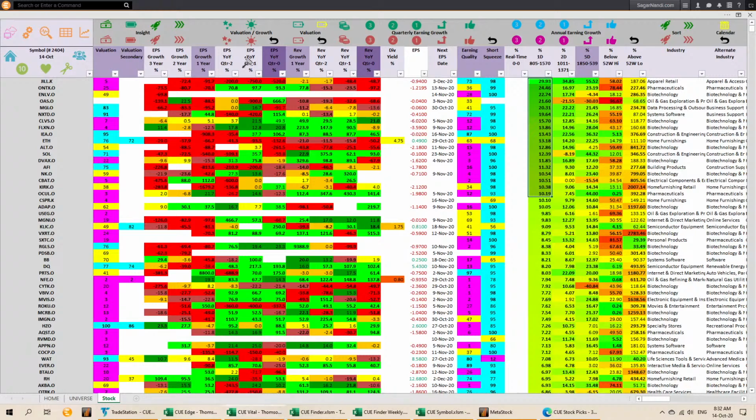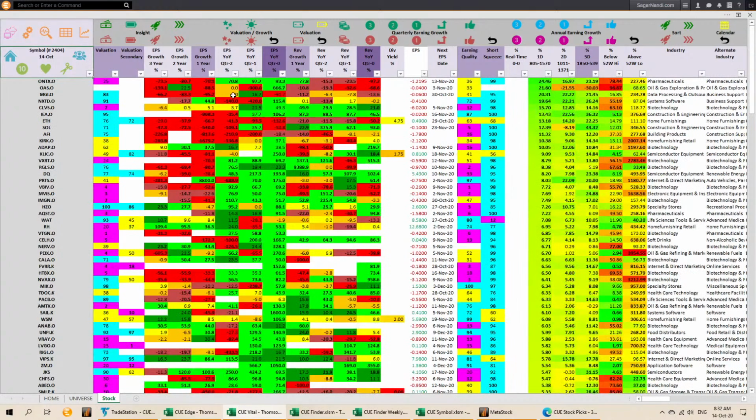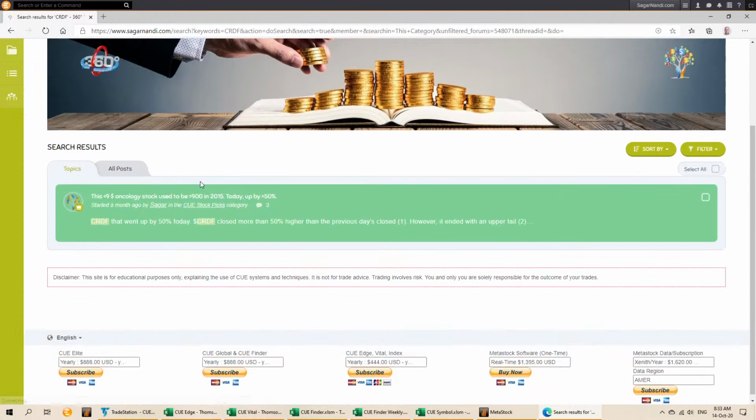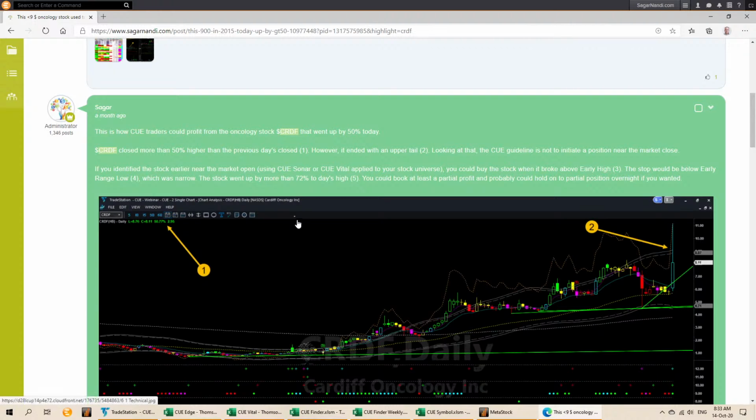I would like to use this filter that gives me strong stocks either in terms of valuation or earnings growth. So if I use that, then I have the stocks that are either undervalued or which are having excellent earning growth. Recently, I shared a trading idea using this approach, this third approach, starting with fundamentals, that was on CRDF. Let's look at that post.